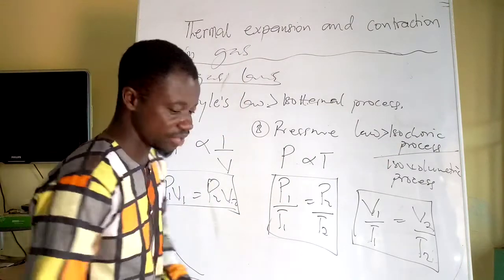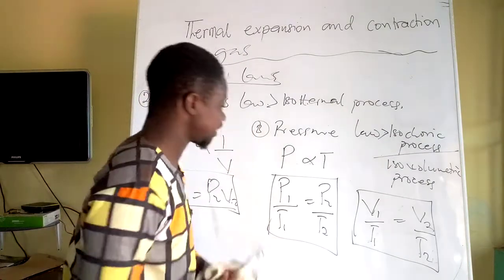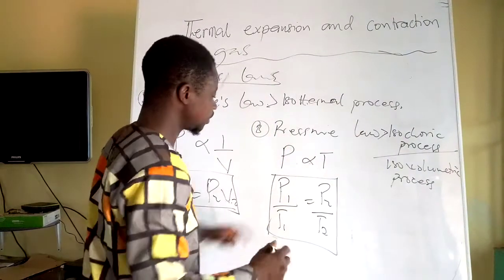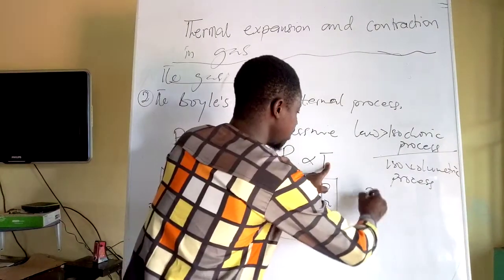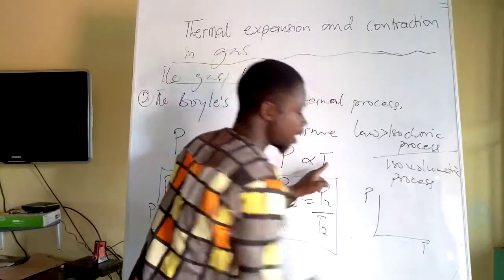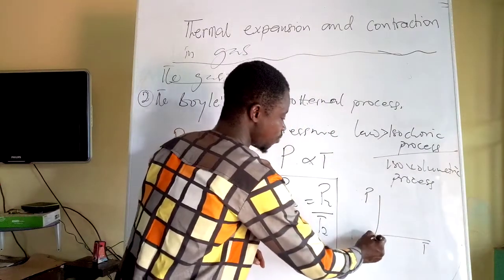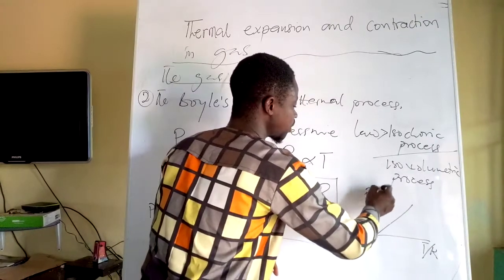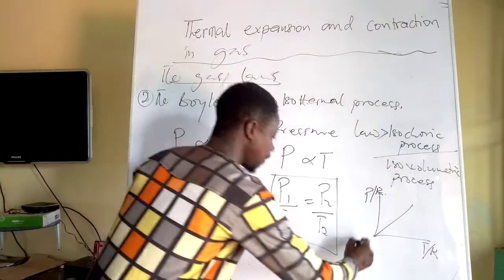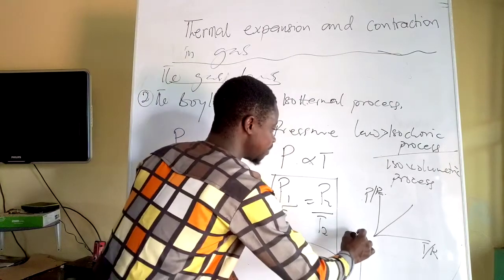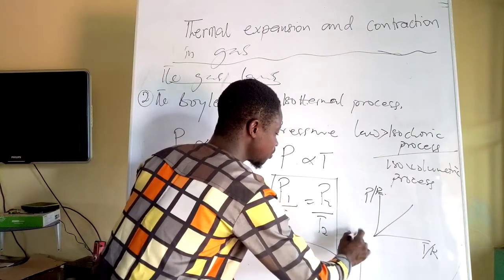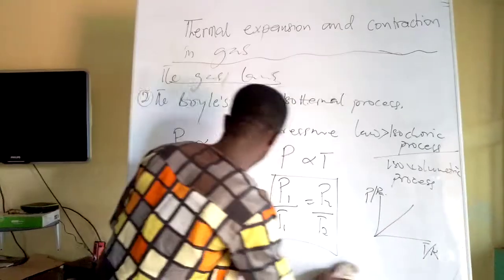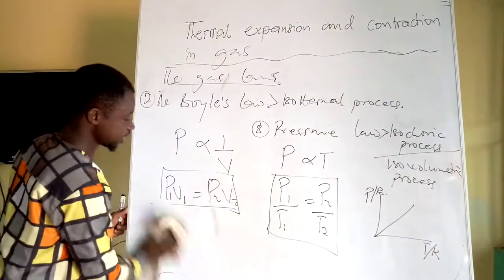In the same vein, when we sketch the graph of pressure versus temperature, the graph will give me something like this, for temperature in Kelvin and pressure in Pascal. But for temperature in degrees Celsius, okay, let me clean this one from here. Maybe it won't appear on the camera. Let me bring it here.